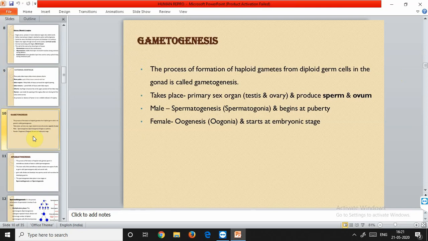The origin and development of gametes is called gametogenesis. This may be divided into spermatogenesis and oogenesis. Spermatogenesis deals with the development of male sex cells, called sperms, which develop inside the male gonad, that is the testes. Oogenesis is the development of female sex cells called ova or eggs, which develop inside the female gonad or the ovaries.